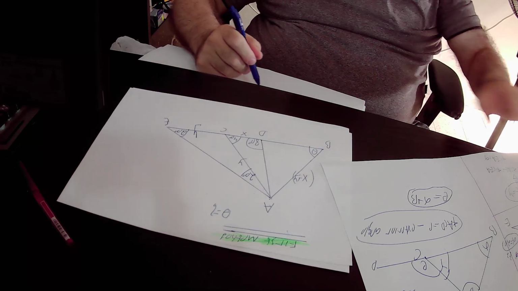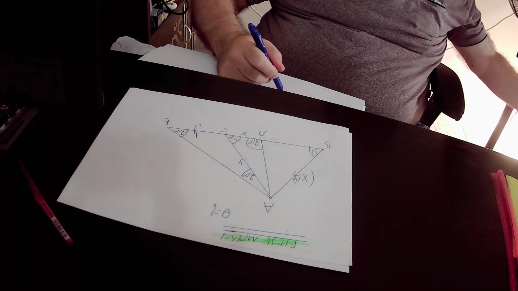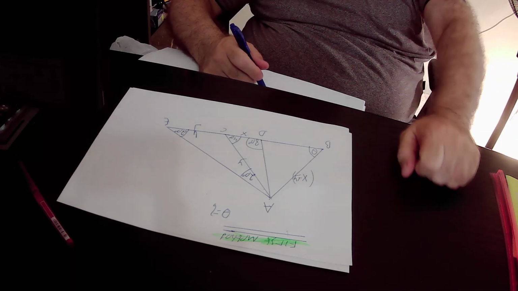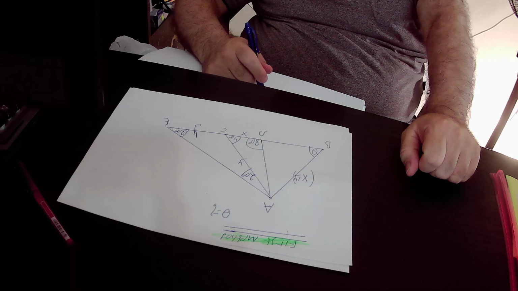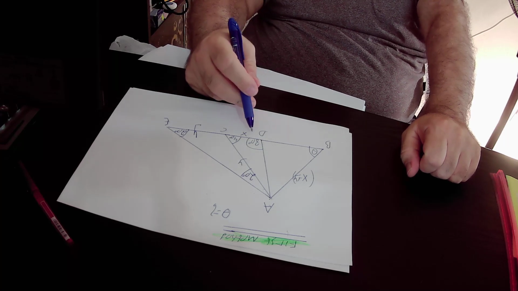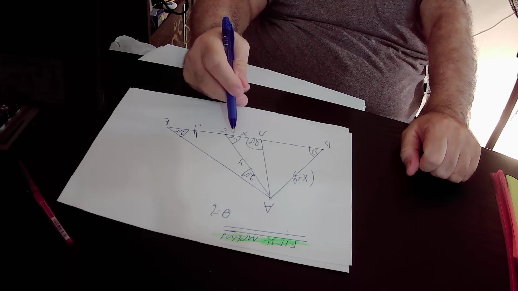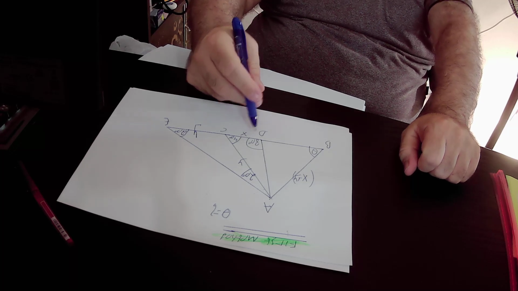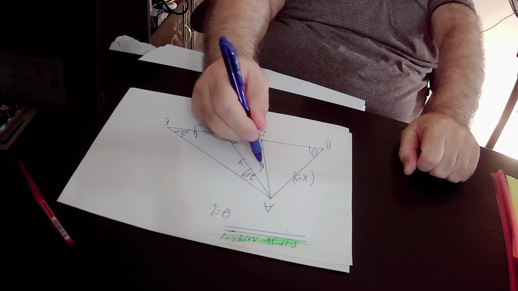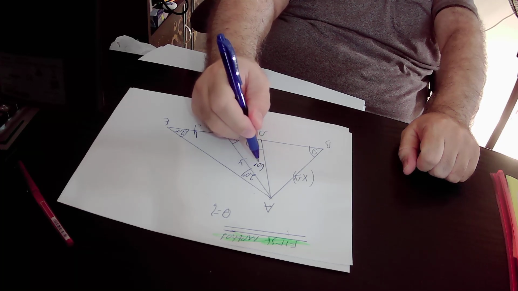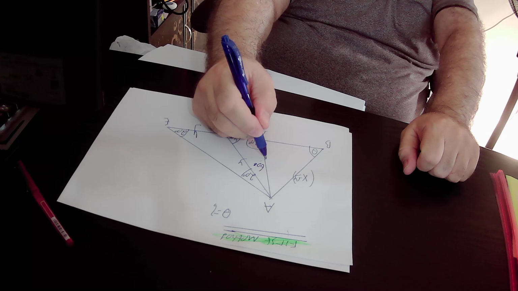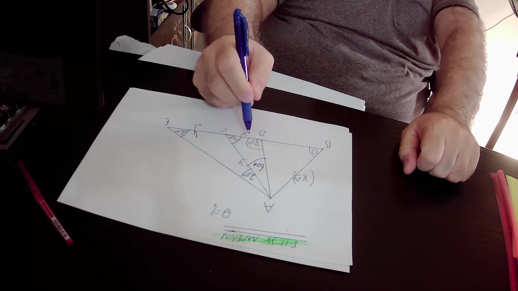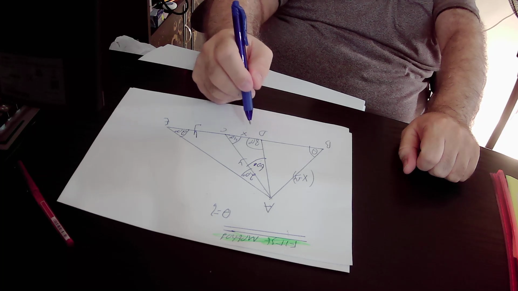Okay, in the next step, we focus on triangle ADC. In triangle ADC, this angle equals 80 degrees, this angle equals 40 degrees. The sum of those two angles is 120 degrees. Therefore, the third angle must be equal to 60 degrees because the sum of the angles in any triangle is equal to 180 degrees, and 60 degrees plus 120 degrees is equal to 180 degrees.